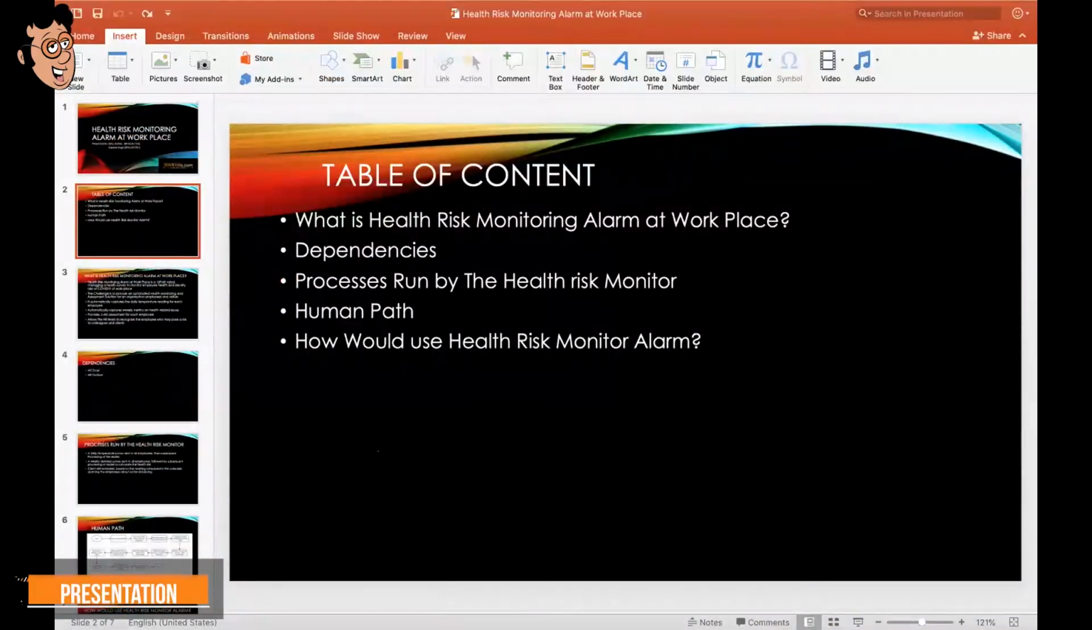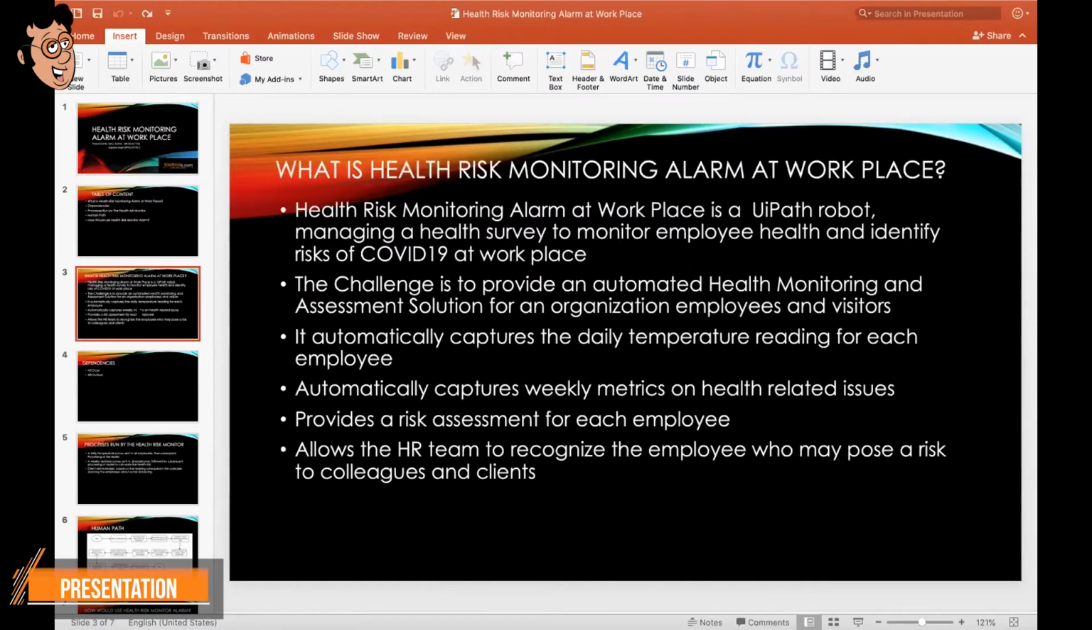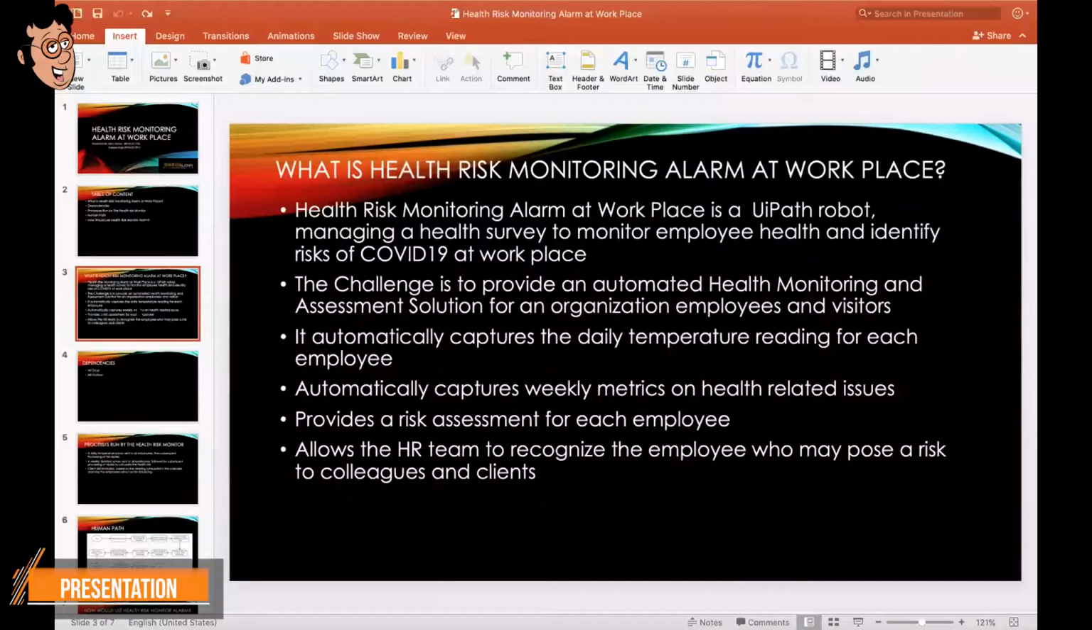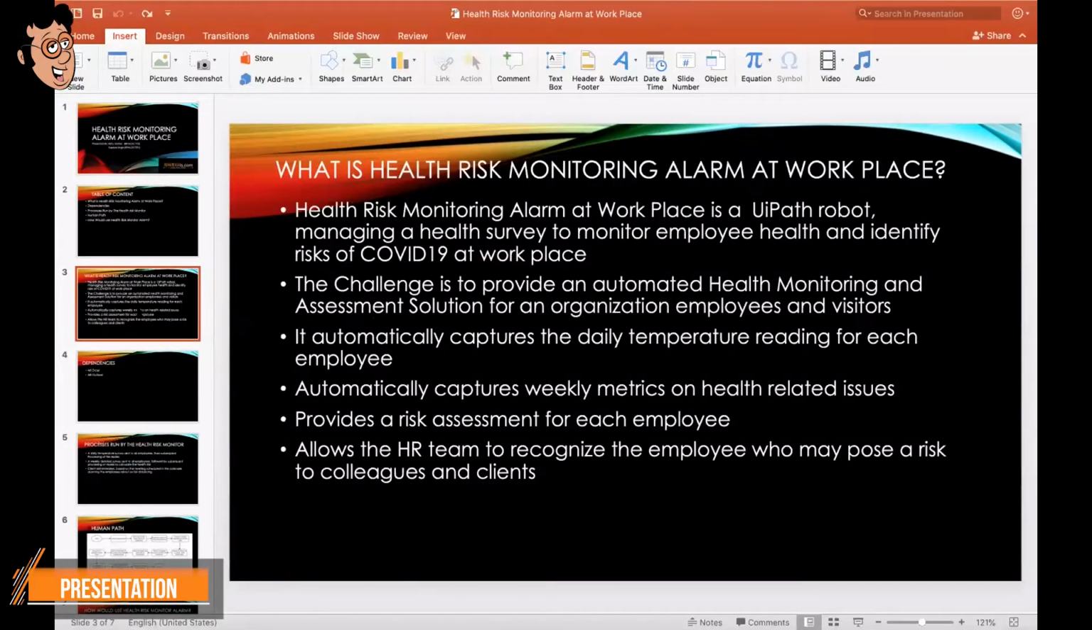So first we'll start with what is actually the health risk monitoring alarm at a workplace. What does the robot do? Our health risk monitor alarm at workplace is a UiPath robot that is managing a health survey that is being sent to the employees every day.